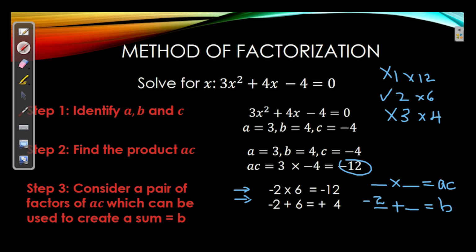And that's how we will be able to get a sum of 4, and at the same time still get back our negative 12 product. So this is the reason why directed numbers is such an important part of doing these procedures.